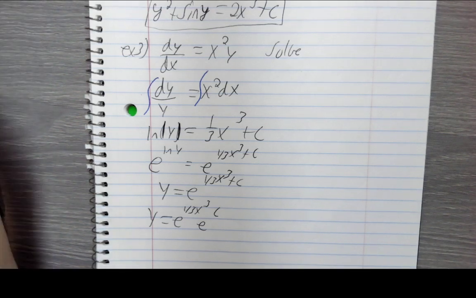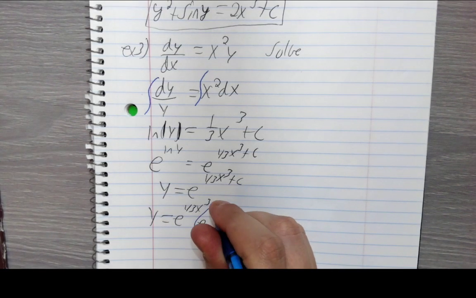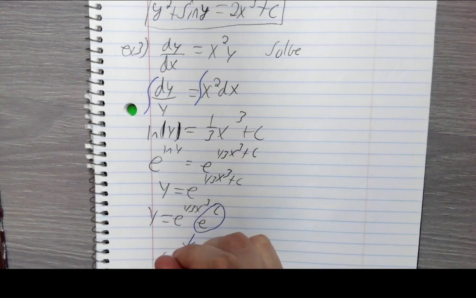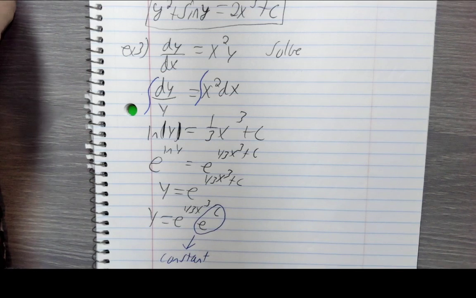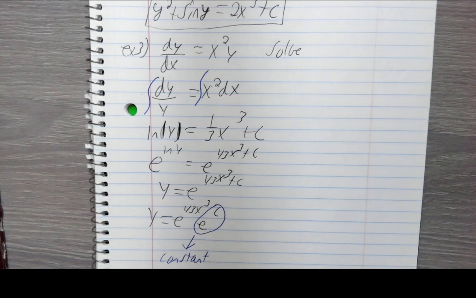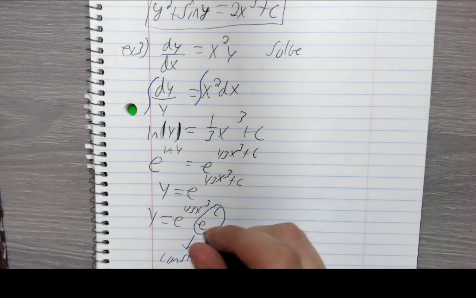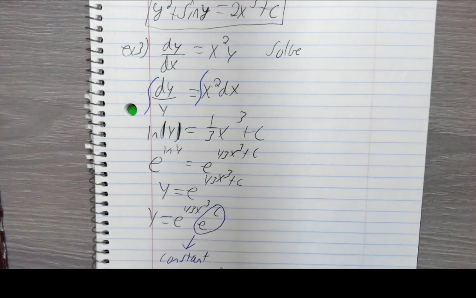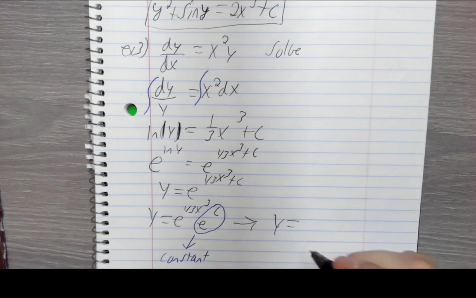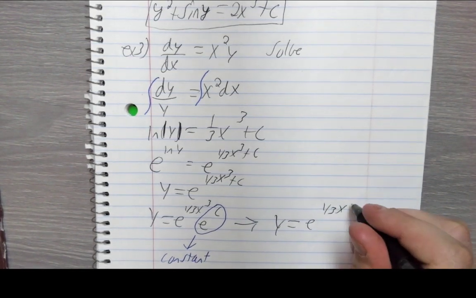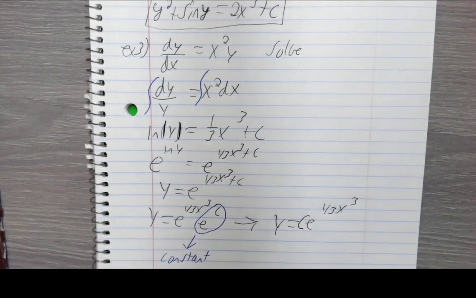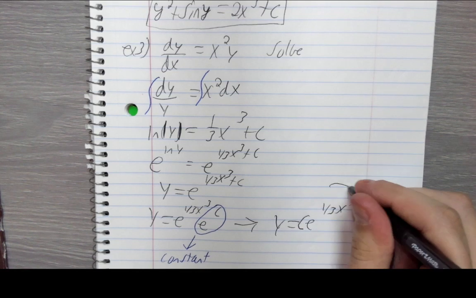Now look at this. E raised to the c power is just a constant. E to the c is just 2.71 raised to some random value. That's just going to give us a number. What the number is, who knows, but it's going to be some number. So with that being said, we can change this entire term, e to the c, and just write c. So y is equal to e to the 1/3 x cubed times c. This becomes your final answer.